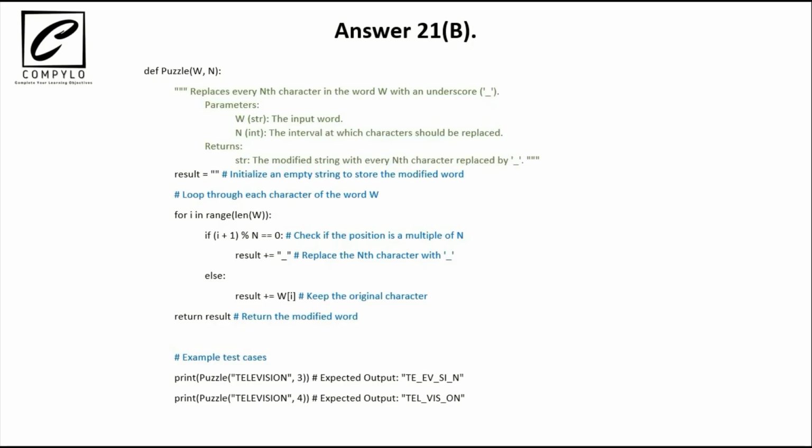The function depicted on the screen replaces every nth character of the word w with an underscore. It takes two parameters, w of string type, which is the input word, and n of integer type, which is the interval at which characters should be replaced. And finally, it returns the modified string with every nth character replaced by underscore. So we start by initializing an empty string result to store the modified word.